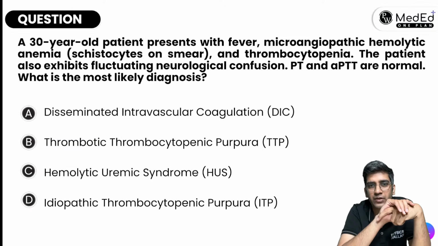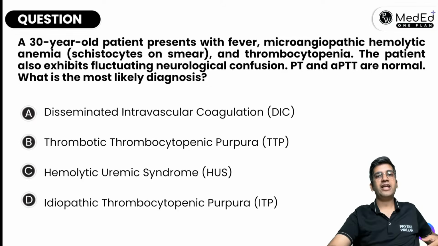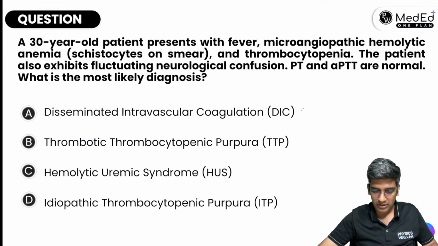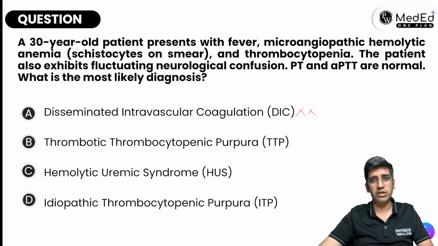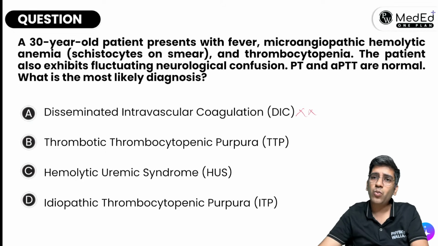Most of you are right. How do I come to the right answer? First thing, whenever a question says PT, APTT normal, I cannot take it as DIC. Right? Completely gone. DIC, everything will be abnormal. Because DIC also can have all the symptoms. Can anyone tell me why not HUS?